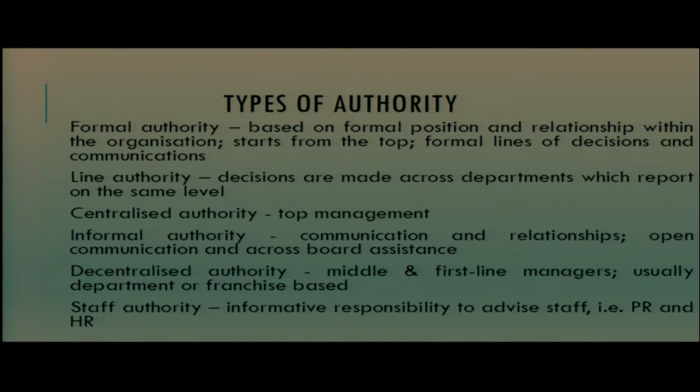Types of authority. We have the formal authority, which is based on formal position and relationship within the organization. Starts from the top, formal lines of decisions and communications. The line authority. Decisions are made across departments which report on the same level. Centralized authority, top management. Informal authority, communication and relationships, open communication and across-board assistance. Decentralized authority, middle and first-line managers, usually department or franchise-based. Staff authority, informative responsibility to advise staff, example PR and HR.